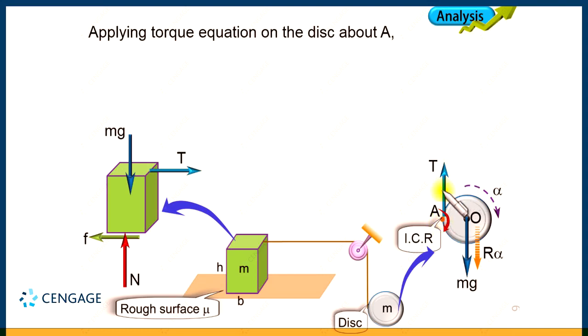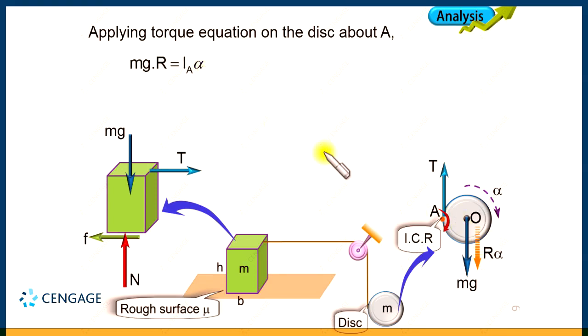Let us explore how many forces are acting here. Tension passes through A, that means the torque of the tension force will be 0, and the torque of mg will be equal to mg multiplied by r. And we know torque equals I alpha, where I is the moment of inertia about the rotation axis. The rotation axis passes through A, so we need the moment of inertia about A. So, we can write mg multiplied by r equals Ia multiplied by alpha.